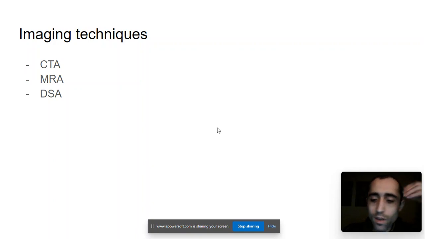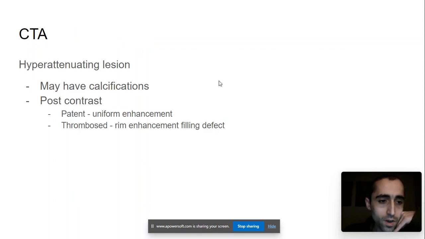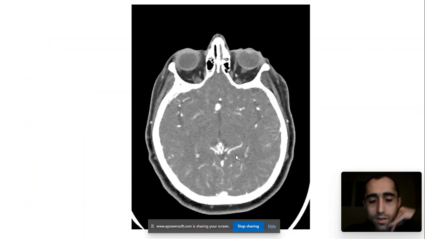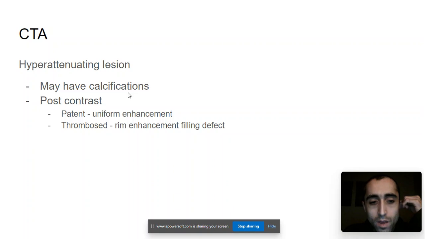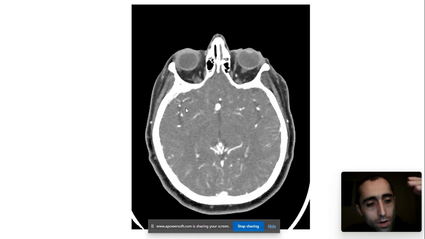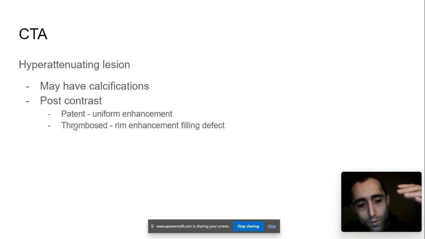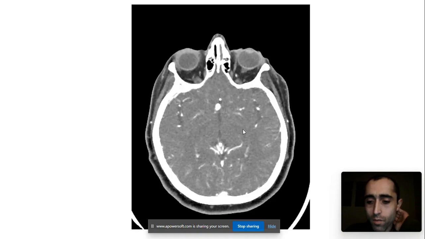And imaging technique, especially for blood vessels, so CT angiography, MR angiography, and the gold standard that is less used because it's invasive, is the DSA. Now, what we expect to see in CTA, as you can see here, are the aneurysms, and they may have calcifications. Upon contrast, it depends. It can be uniform enhancement, like over here, when the aneurysm is patent. When it is thrombosed, you may see rim enhancement with a filling defect because of the thrombus.